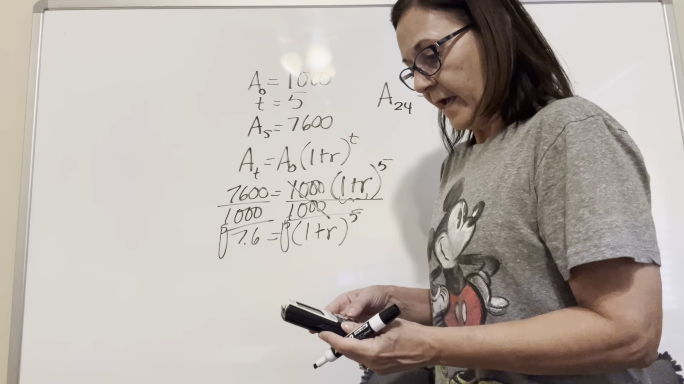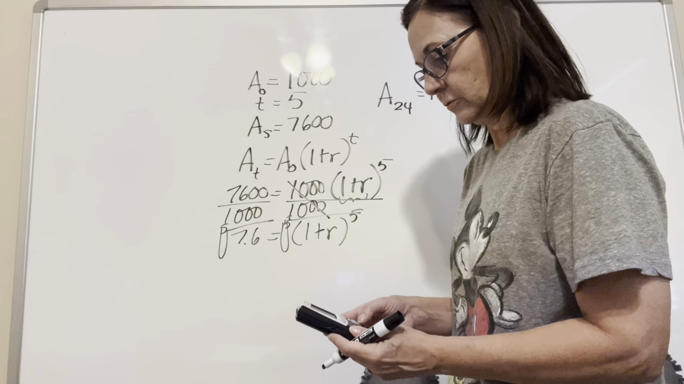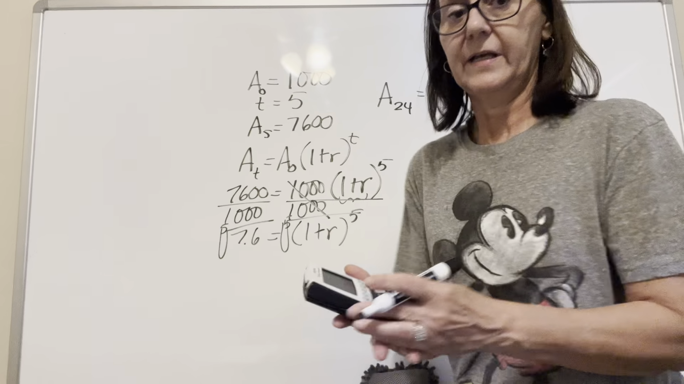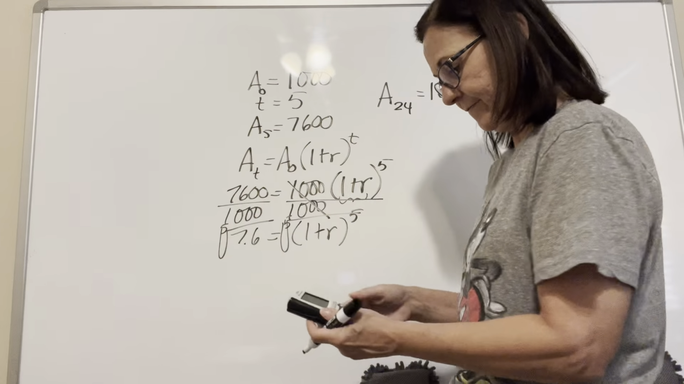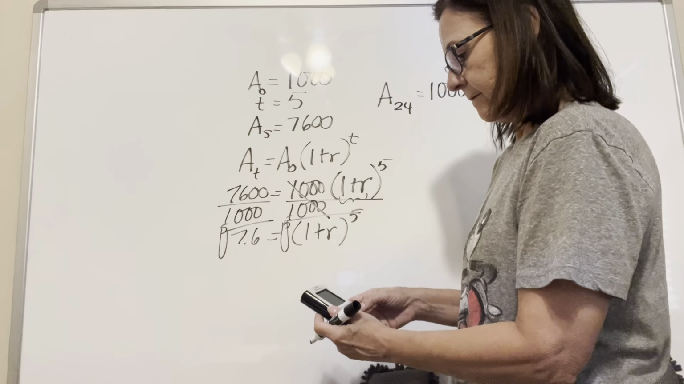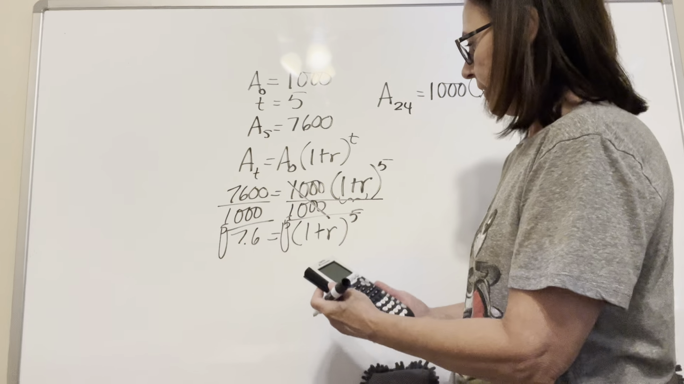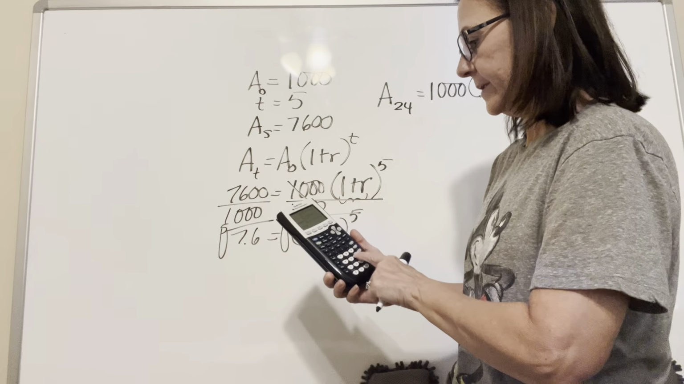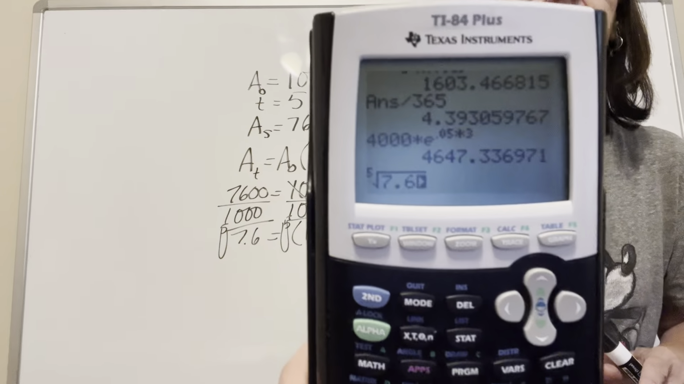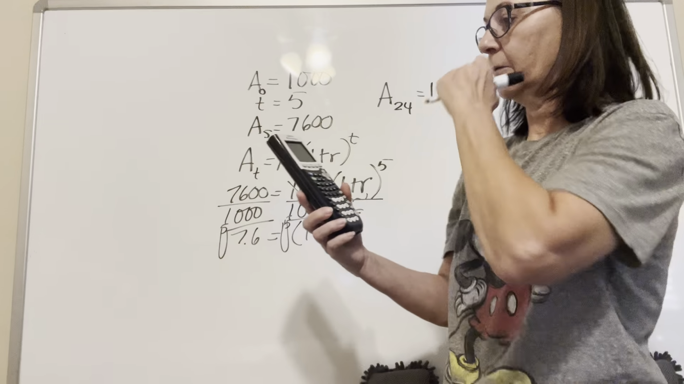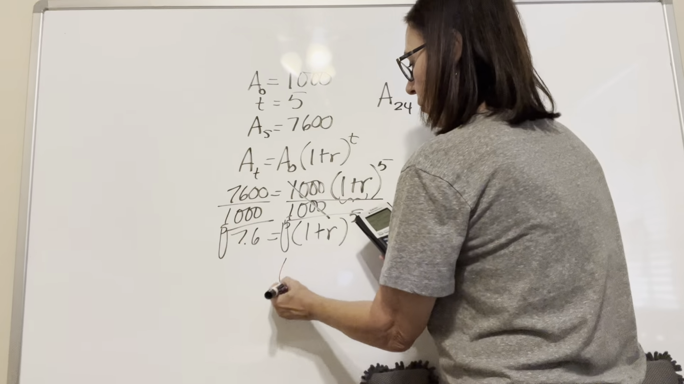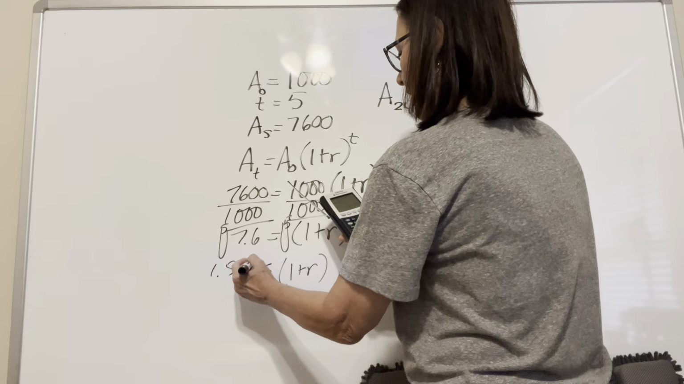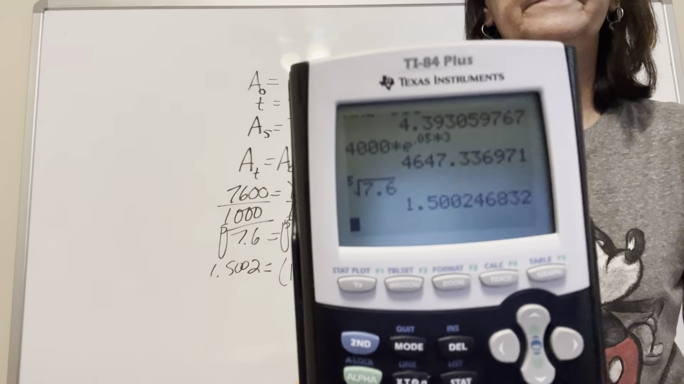And I do that in math. It's number 5, 5th root. And I do the 5th root of 7.6. See what I did? Just the 5th root of 7.6 and hit equal. So what does 1 plus r equal? It equals 1.5002. I'm going to leave that in my calculator.